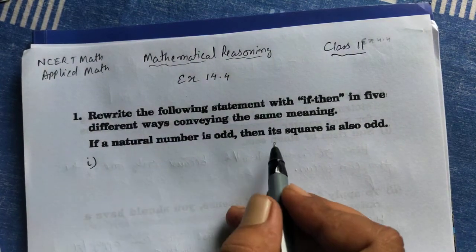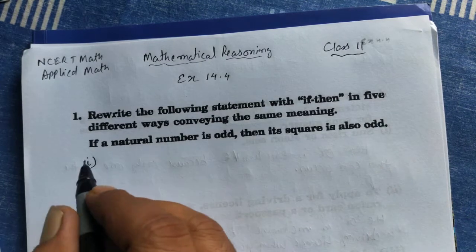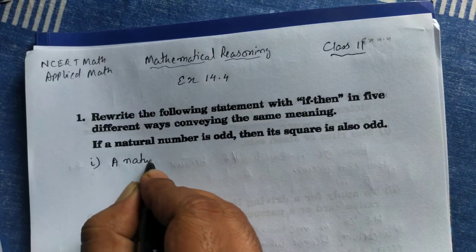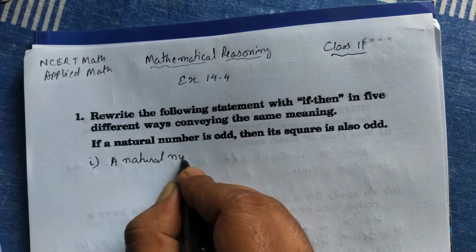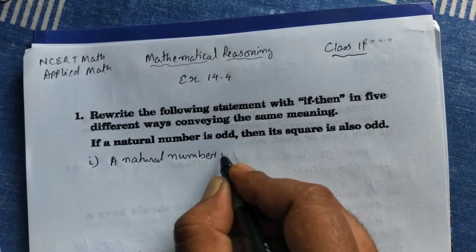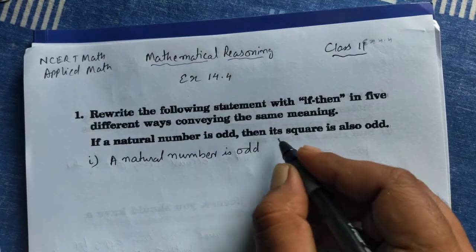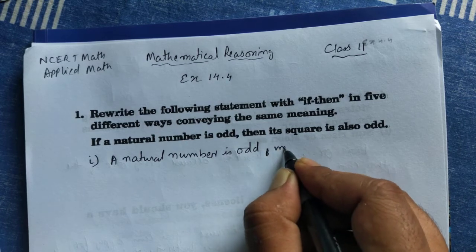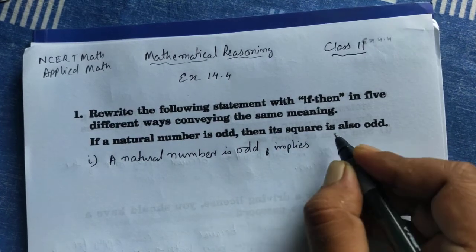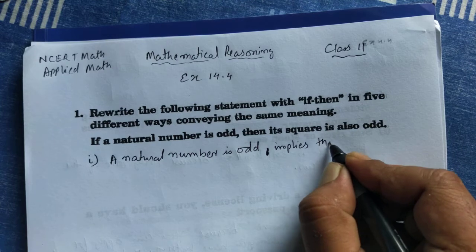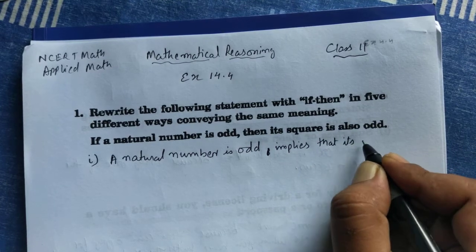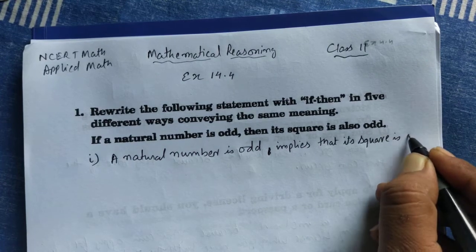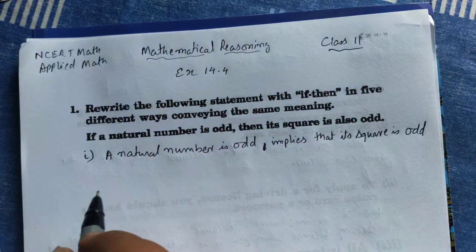If a natural number is odd, then its square is also odd. So how can you write it? First way: a natural number is odd implies that its square is odd. The meaning is same.